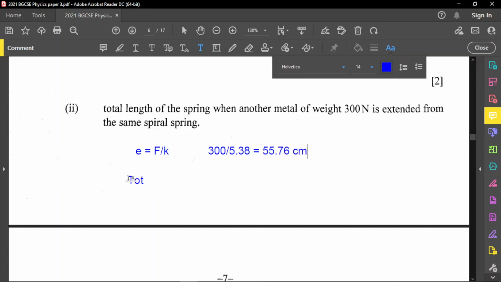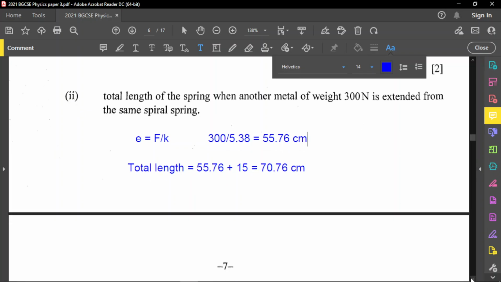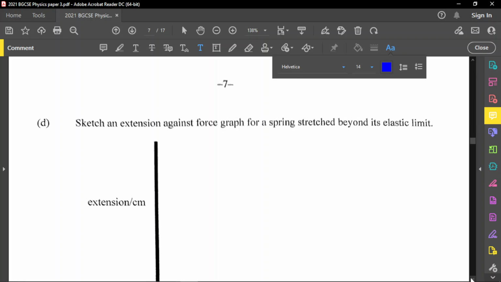Let's say total length equals our 55.76 plus our 15 centimeters, and that equals 70.76 centimeters. That will be the overall length of the spring, which is the extension based on the 300 newtons plus the original length of the spring, which is 15. All right, so let's look at part D now.